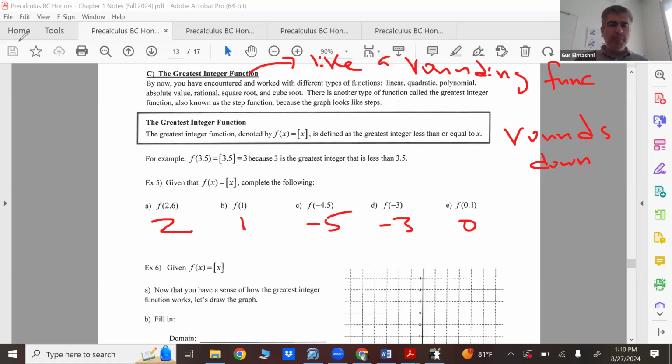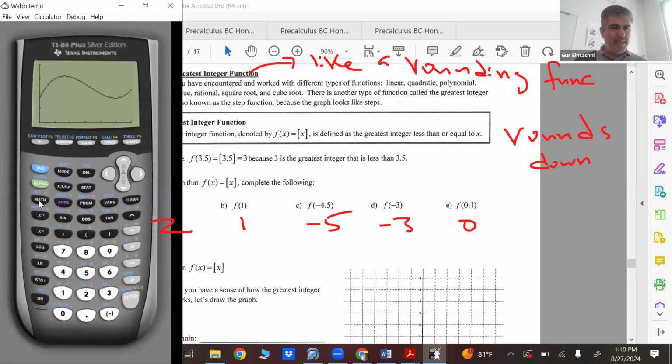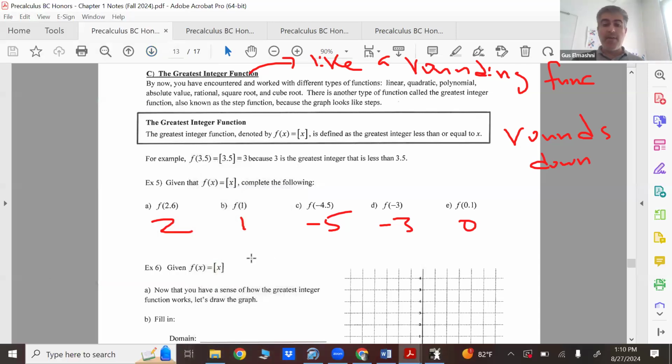And by the way, in the calculator, I think it's under math. Yeah, it's option 5. If you hit math and num, 3.5. Yeah. So if you go to math, then num, option 5, it's right there. If I put -4.5, we'll say -5. Yep. So actually, that's good I found that because we're going to graph this.